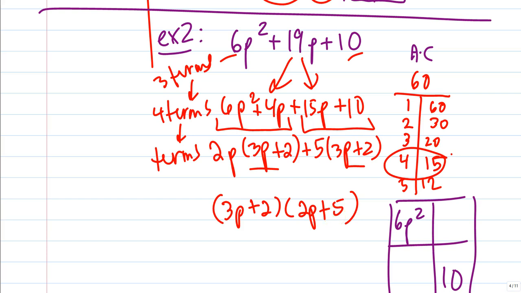For the last time, just to show you, if you are not loving this, then put it in the area model. It's a little more visual. 6 and 4 both divisible by 2 and p. 15 and 10 are both divisible by 5. Is 2p plus 5 one of my groups? 2p times what? How about a 3 and a p? 2p times what? How about a 2? Is 3p plus 2 my other?